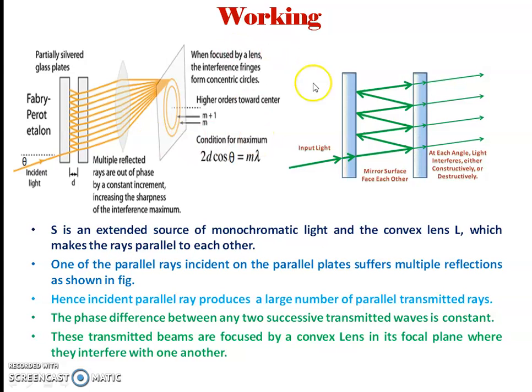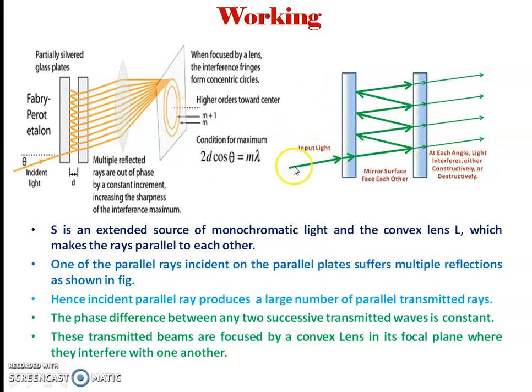Now here, if you look at this particular figure B, then you will find how the intensity of the transmitted beam changes. There are two plates, A and B, of a Fabry-Perot interferometer, which is shown in this figure. It is clear from this figure that the intensity of successive parallel beams will go on decreasing and depends upon the reflecting and transmitting powers of the silver coated glass plates.